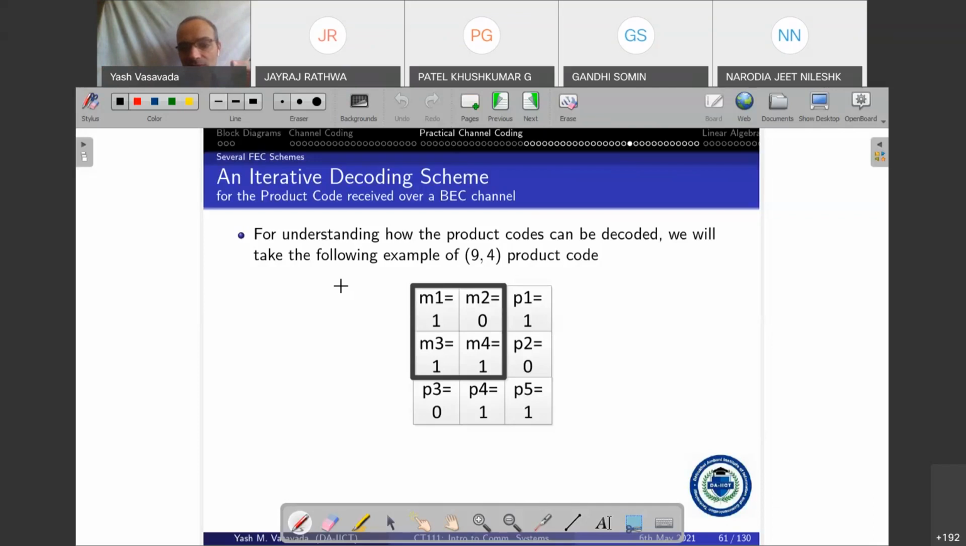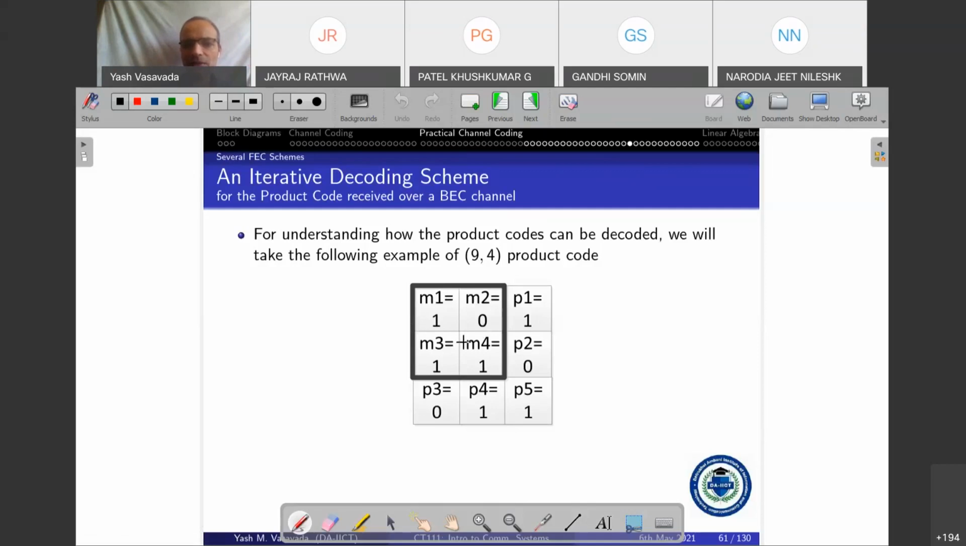For this one here, decoding is not that trivial, but it's pretty simple and it's pretty interesting. So that is what we will look at now. To make the discussion clearer, I have taken a very specific example. Let us say that M1 is 1, M2 is 0, M3 is 1, and M4 is 1. This is a very specific example I'm taking.